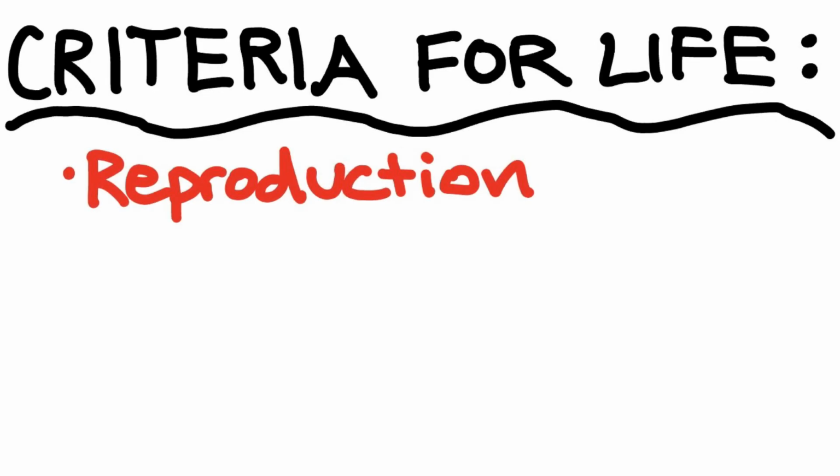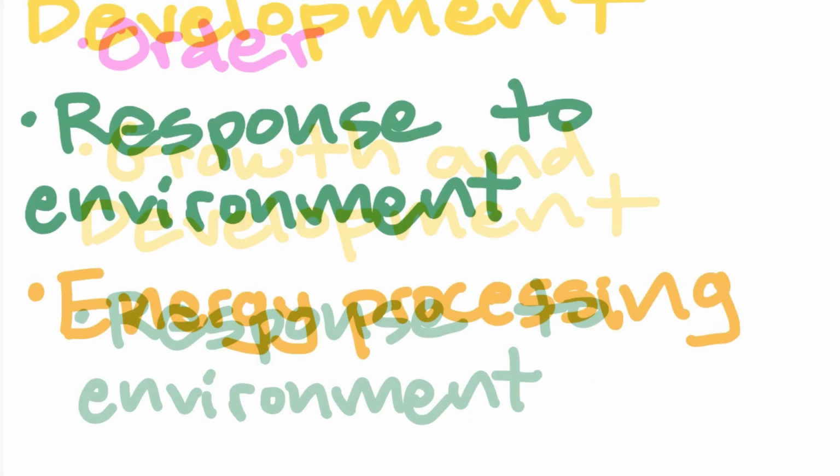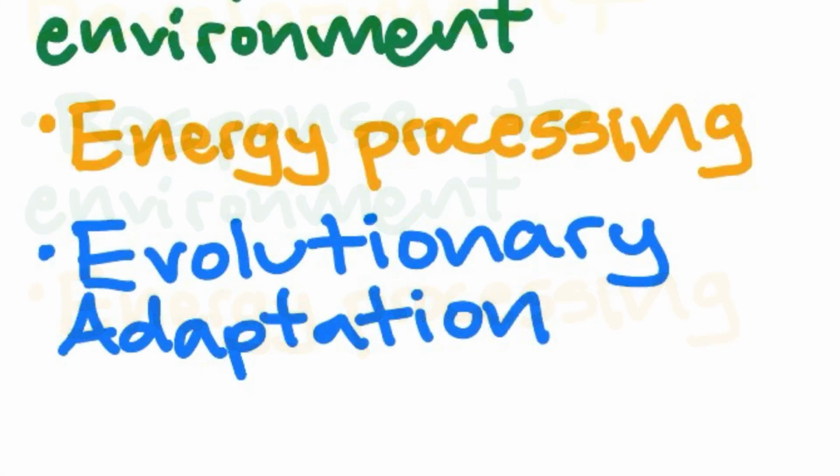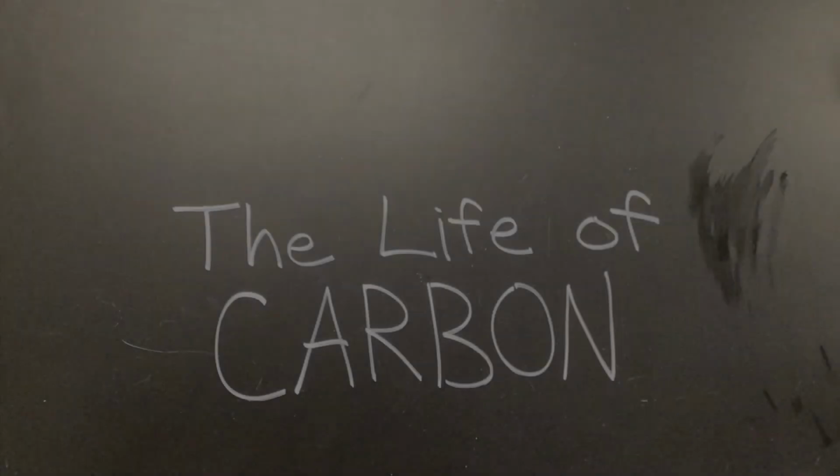In order to be considered living, you must follow the criteria for life, which includes reproduction, order, growth and development, response to environment, energy processing, evolutionary adaptation, and regulation. Let's take a look into biology, starting at the molecular level.